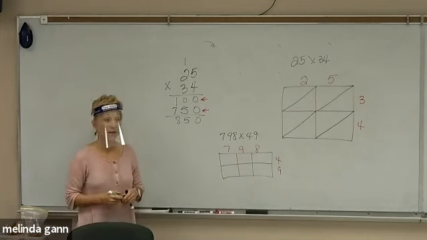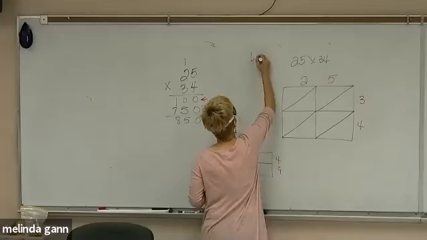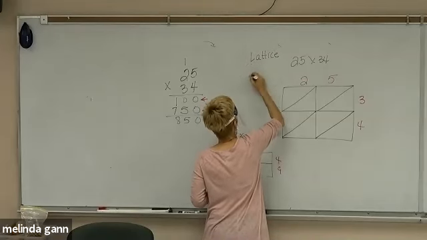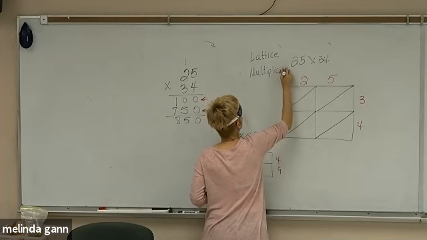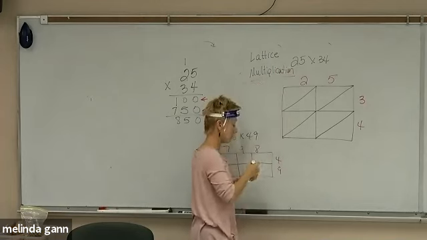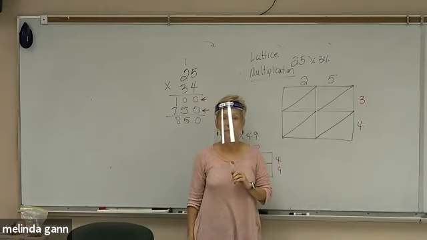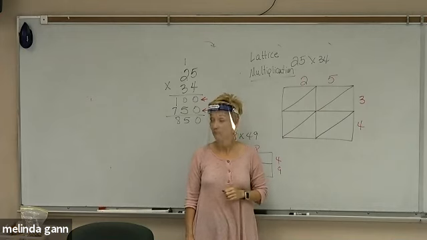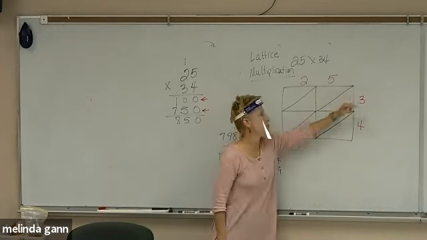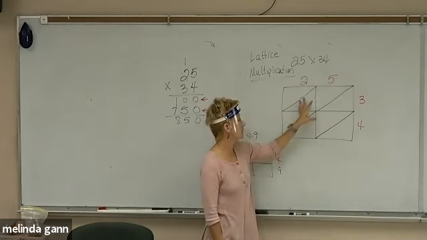Good? Now, here's the lovely part about lattice. Here's the way you spell it. It's lattice multiplication. Okay? Once you've got the block set up, you can jump around and multiply in any order you want to. If you want to do 2 times 3 first, you can. If you want to do 5 times 4 first, you can. You just got to fill it in.